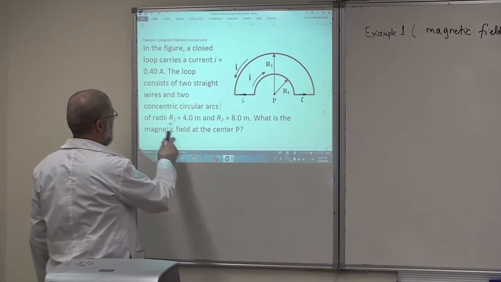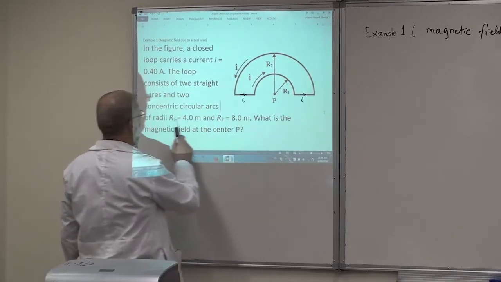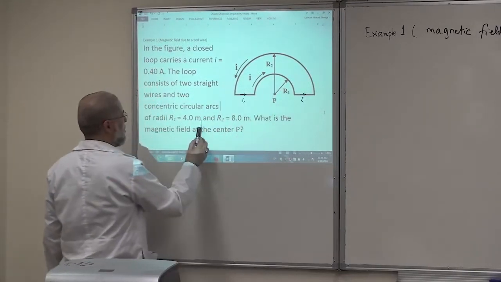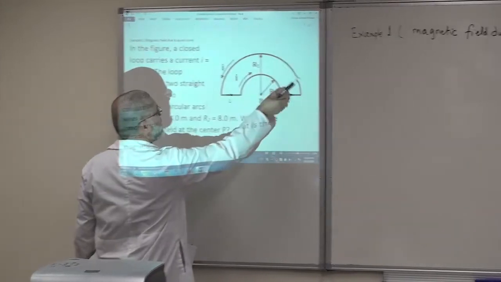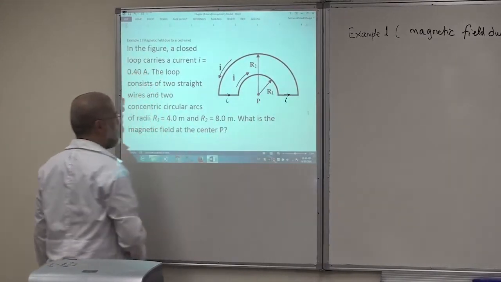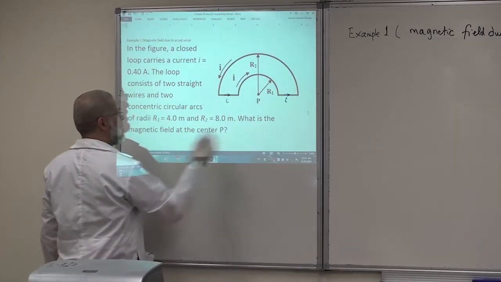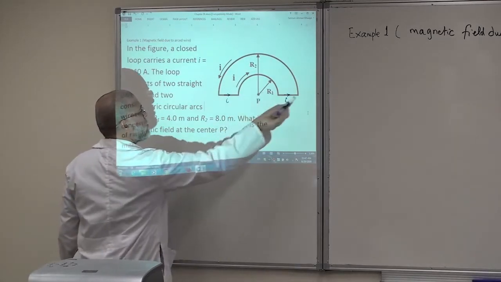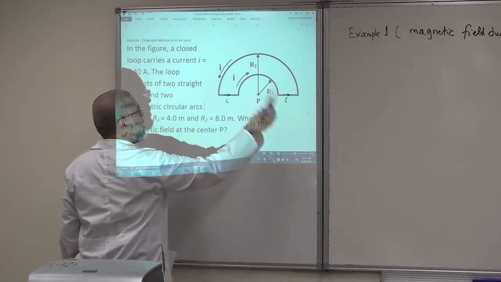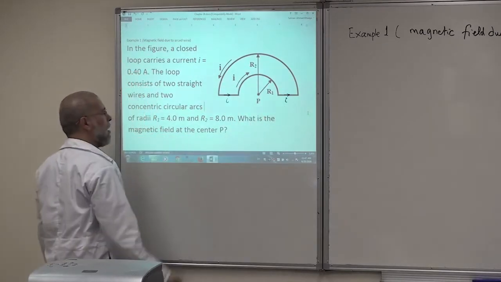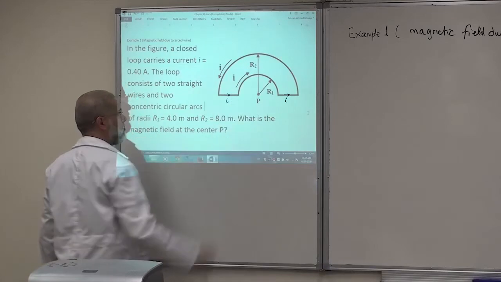These two arcs have a radius R1 of 4 meters, and the radius R2 from this point is 8 meters, and he wants the magnetic field in the center here. These two arced wires have the same center, by the way. And he wants the magnetic field in the center here, P.